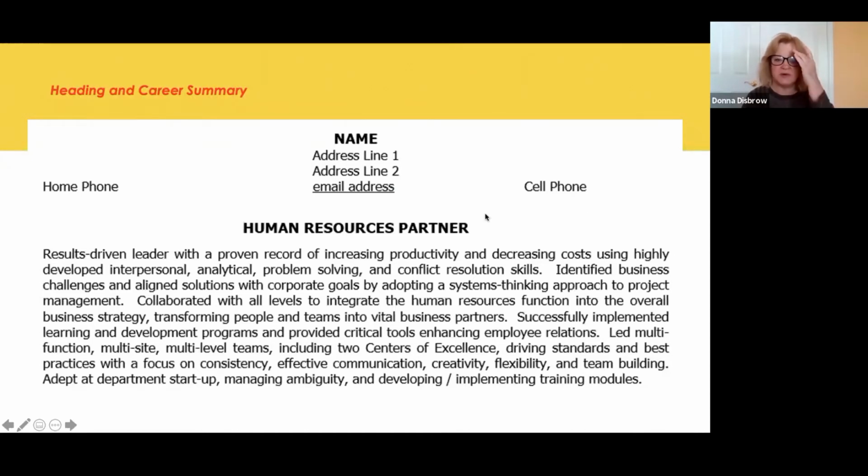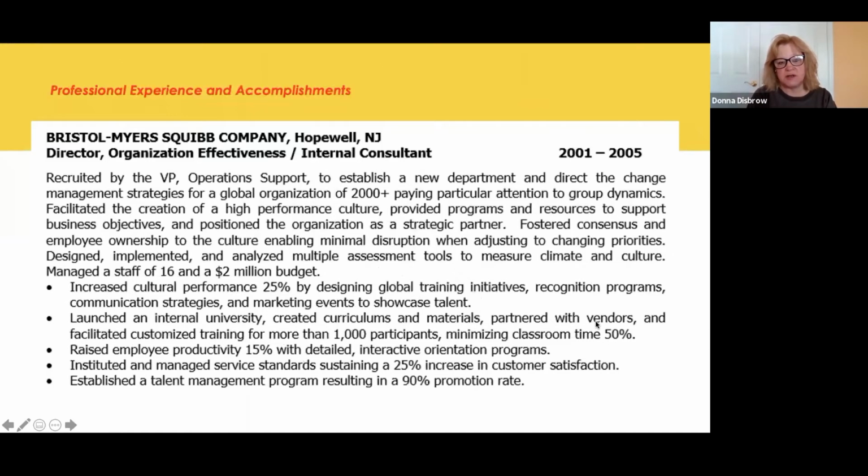So obviously there would be the heading, which would include your name and address, email address, home phone, cell phone. And then you can include a title or not. In this particular case, I did, but this is what we looked at earlier. This is the summary. The summary is then followed by your employment history. So here we go. Obviously, this is me, if you haven't figured that out yet.